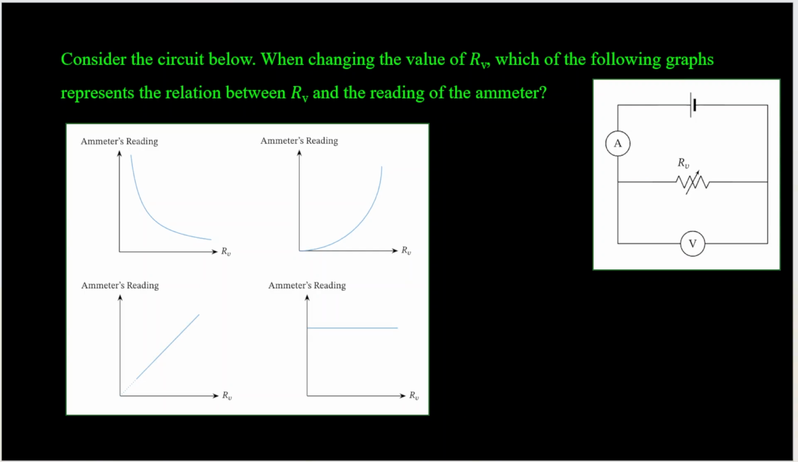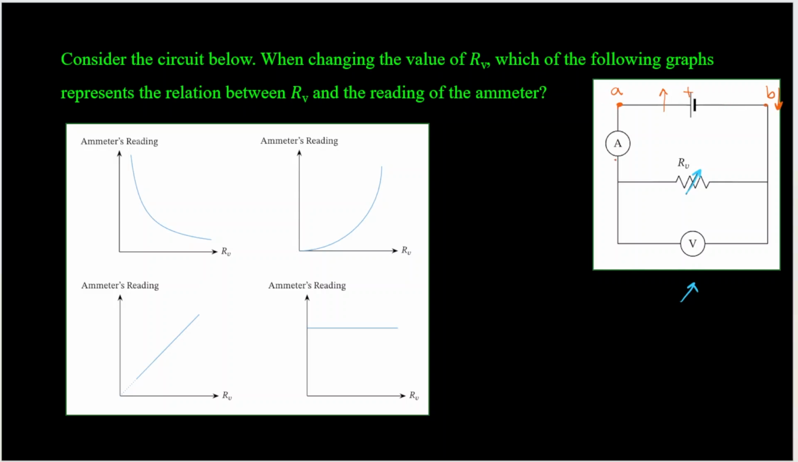For this question, consider the circuit below, this one. When changing the value of the rheostat, this is a slider, so you can increase it, decrease it. Which of the following graphs represents the relation between RV and the reading of voltmeter? You see, this is the potential of the first point, which is A. This is the high potential because it's connected to the positive. And this is the potential of the other point, which is B, which is lower because it's connected to negative.